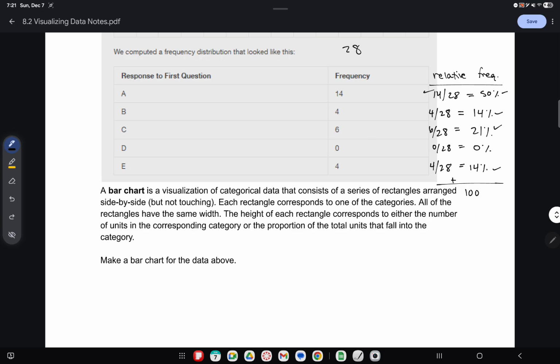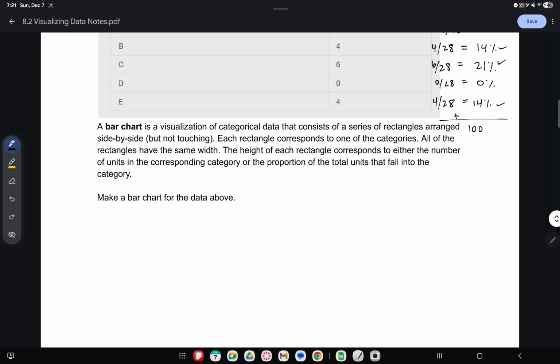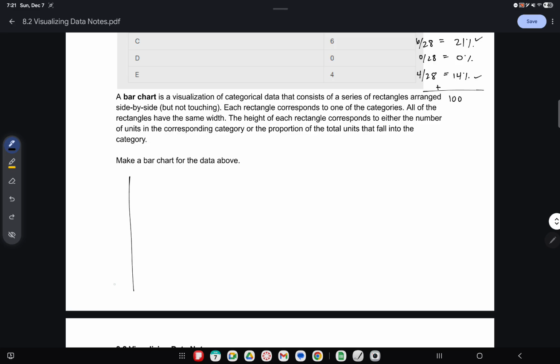Alright, we can make a bar chart of this data. It's just a visual chart, different than just laying it out like this. Because yes, we can look at the numbers and see that 14 is larger than 6 or 4, but this is just another way to visualize it. So we can put the letters down here. We've got A, B, C, D, and E.